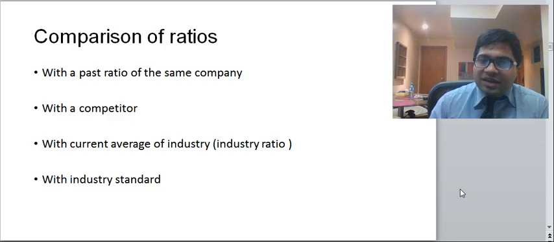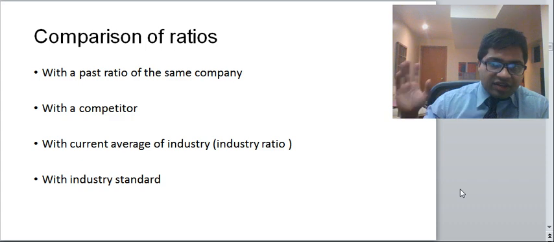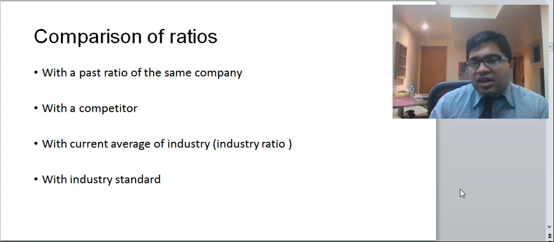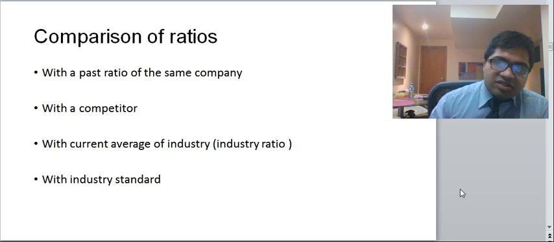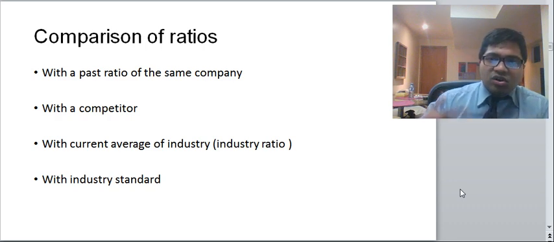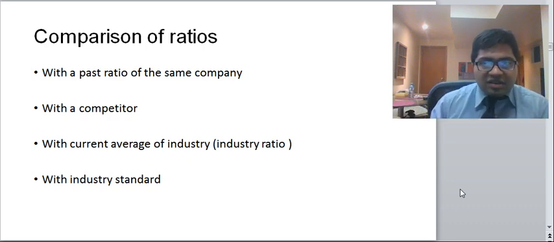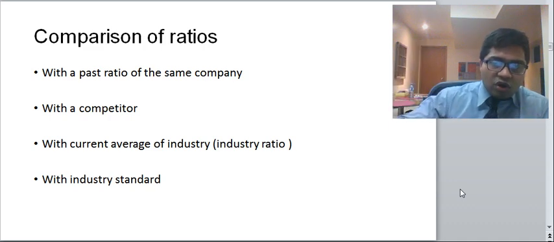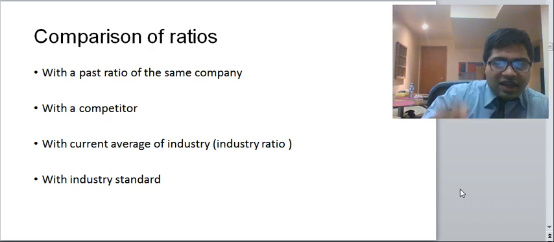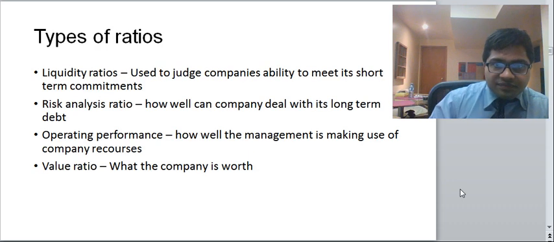You can also compare it with the average of the industry in the current year. So let's say in 2018, the mobile manufacturing industry or mobile sales industry had an average of XYZ, and then you compare it. Or you can compare it with industry standards. Now industry standards are generally long-term averages. It is important that the industry average is the current year's average, so it changes every year, but industry standards are generally long-term averages, so they don't change much. So industry average and industry standard are different.